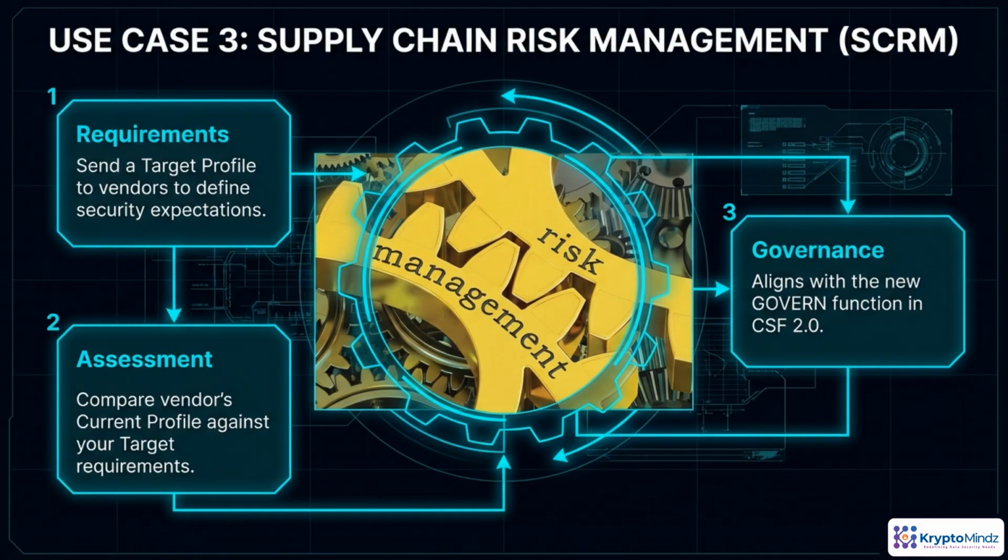Supply chain risk management is another area where CSF profiles become very practical. You start by translating your target profile into vendor requirements. If you want to work with us, these outcomes must be met. Vendors then describe their current profile with supporting evidence. You compare the two to see where third parties fall short and what risks you're inheriting. Those gaps then flow into your governance process, so leadership owns decisions on exceptions and remediation.